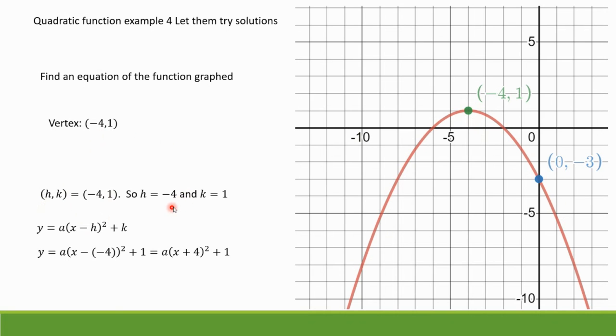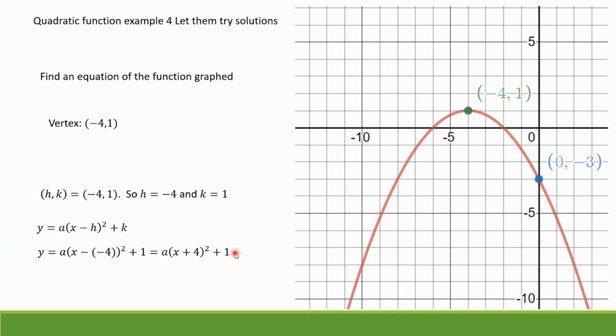It follows then that y equals this formula that the function must take. We're using this just like in the other examples. So what we get then is y equals a times (x minus -4) squared plus 1. Minus the negative is plus. So we know an equation for this function graph has to look something like this. But are we done?